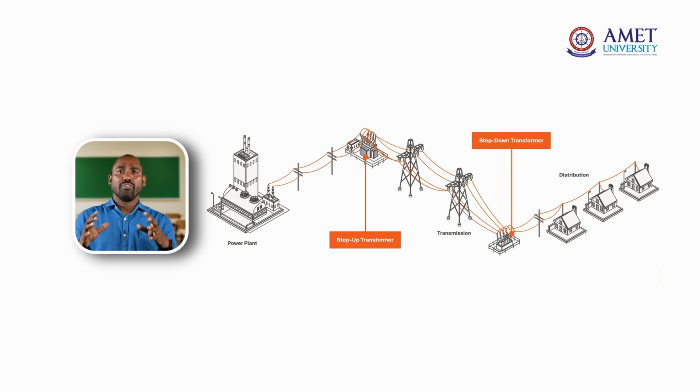For example, we have a nuclear power station in Kalpakkam. We generate power and have to transfer it to Chennai, almost 60 to 70 kilometers, right? In between we have two transformer centers. Those transformer centers are called step up transformers.